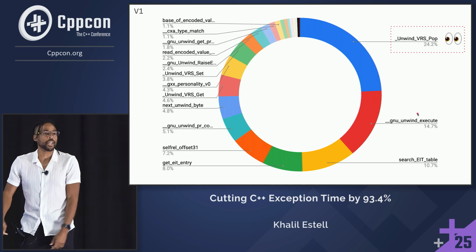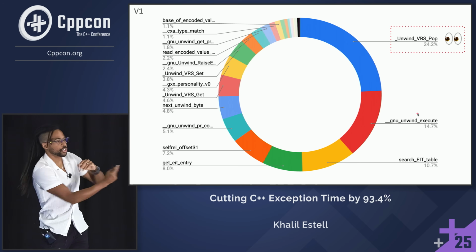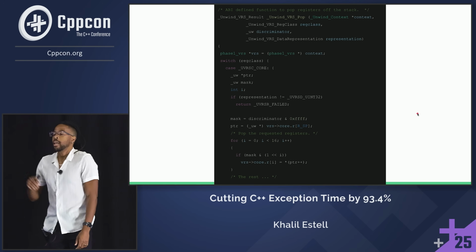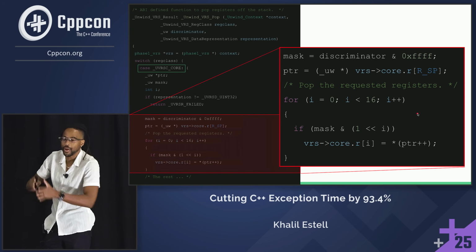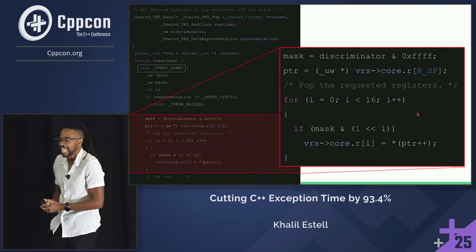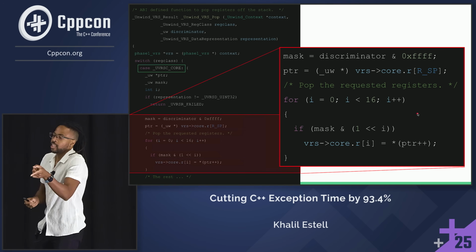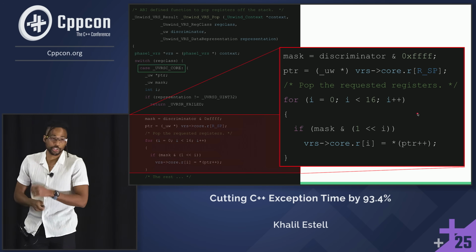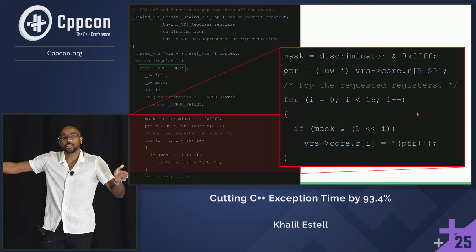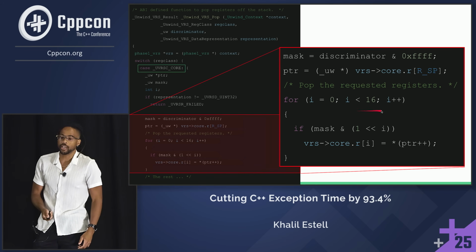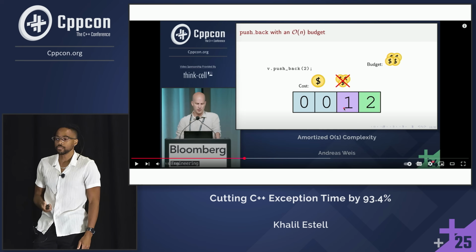Unwind virtual register set pop. This is popping things off the stack, putting them inside these registers. Again, there's a lot of code here. This is what's inside GCC. It's all C code. Don't worry about it. We're going to pop out the part that really matters. Here's the code that actually performs the pop. The first time I saw this, I knew for a fact this is going to be slow. Purely because we almost never push all registers onto the stack. Therefore, looking through all 16 values is not useful.